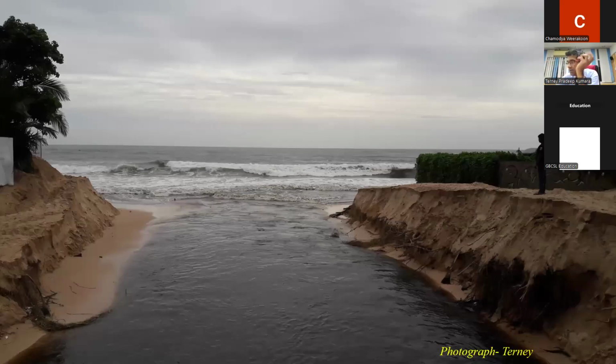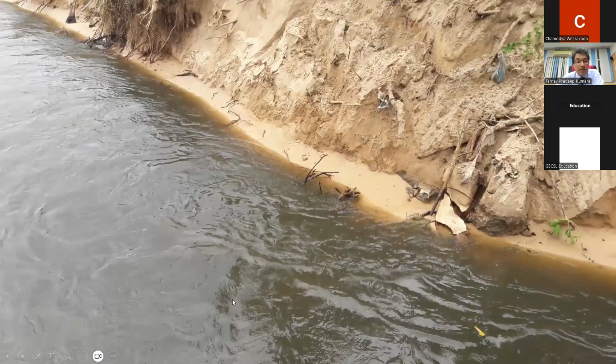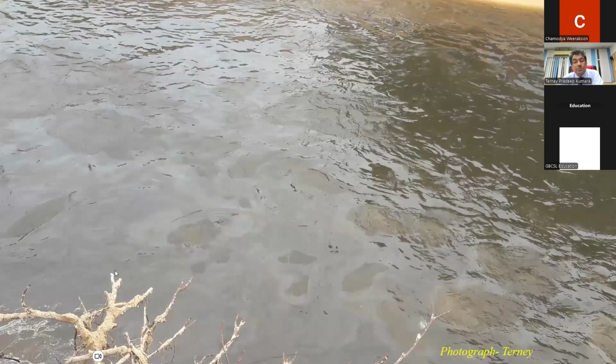You can see Mirissa, right? Mirissa major beach, and there a canal opens just at the center of Mirissa Beach, a well-known tourist beach. Look at the color here, right? This water contains heavy metals, other toxic chemicals, nutrients, and persistent organics, whatever chemicals it brings to the ocean. Not only that, you can see oil also there, right? So those are some examples.